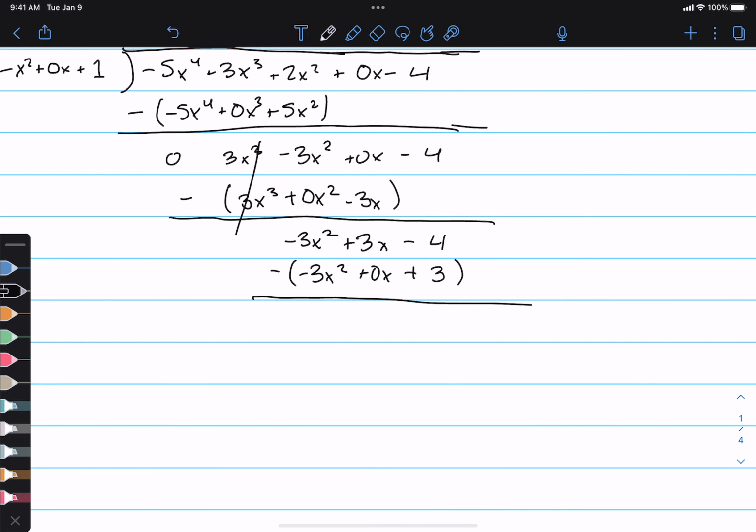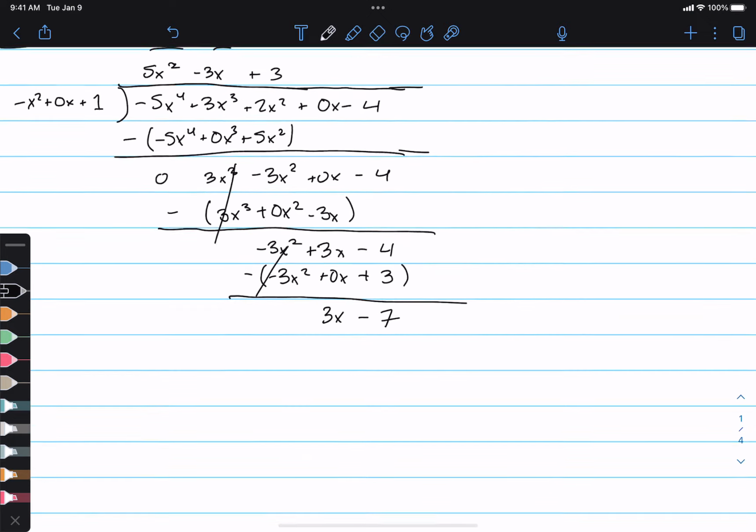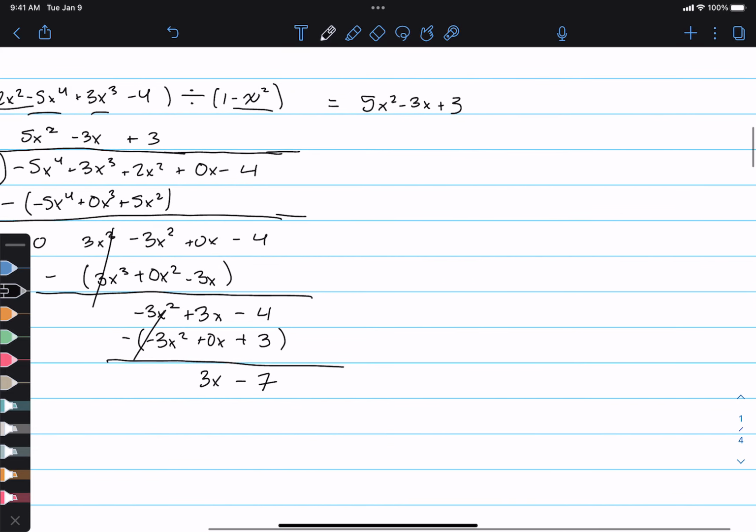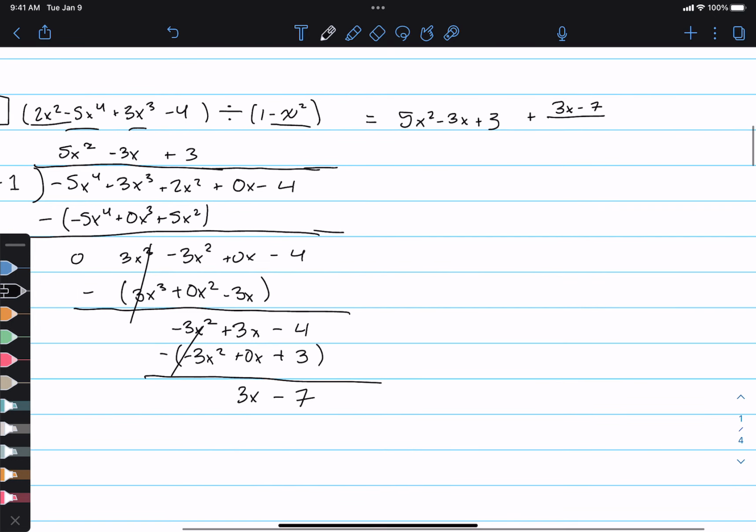So when we subtract all this, these are going to cancel out. This drops down to plus 3x. And then we're going to be left with minus 7. And so our result is going to be equal to our quotient, 5x squared minus 3x plus 3, plus our remainder. So plus 3x minus 7, all divided by 1 minus x squared.